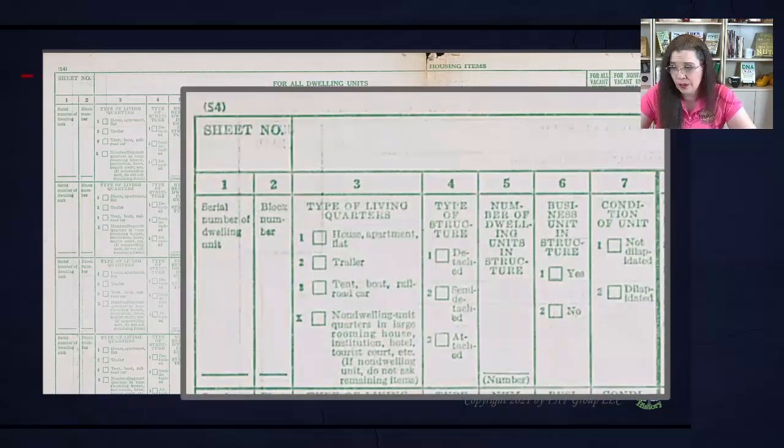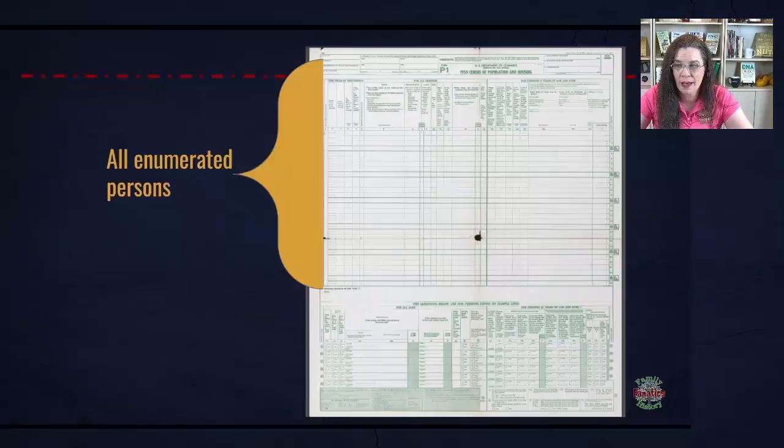Things like type of living quarters. Was it a trailer? Was it a tent? Was it a railroad car? Wow. It was really giving us a lot more detail to really understand our ancestors and eventually write those stories that we all should be writing at some point in our genealogy career. The structure, the number of dwelling units in the structure, the business unit in the structure, condition of the structure, dilapidated, not dilapidated. This is great stuff. I mean, this is the Zillow of the 1950s. I hope that we'll be able to access this and find a lot of great value here.